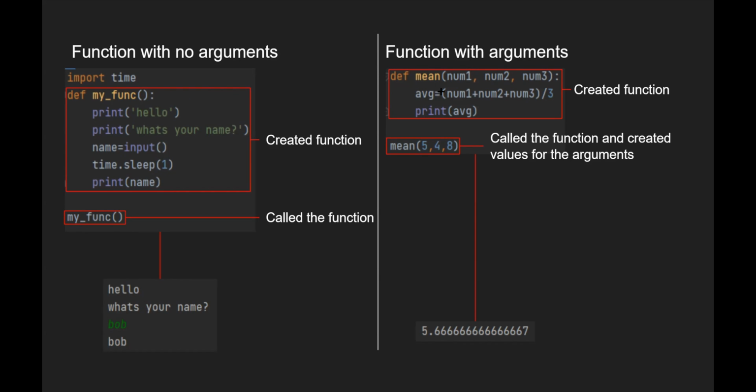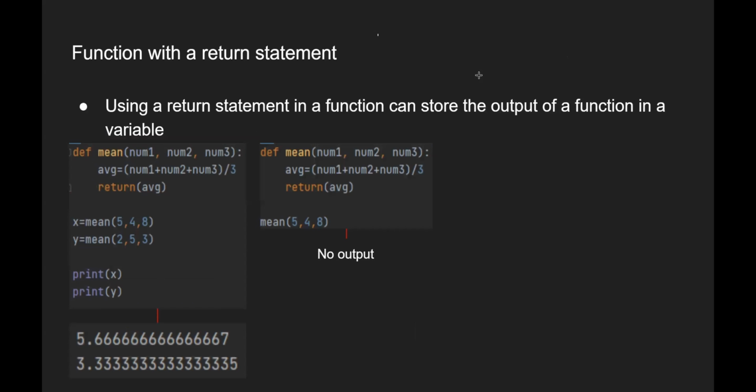We can say average equals those 3 numbers divided by 3, and then we can print it. And then here we created values for those arguments, and then it will output whatever the function wants. And then a function with a return statement, you can store the output of the function in a variable.